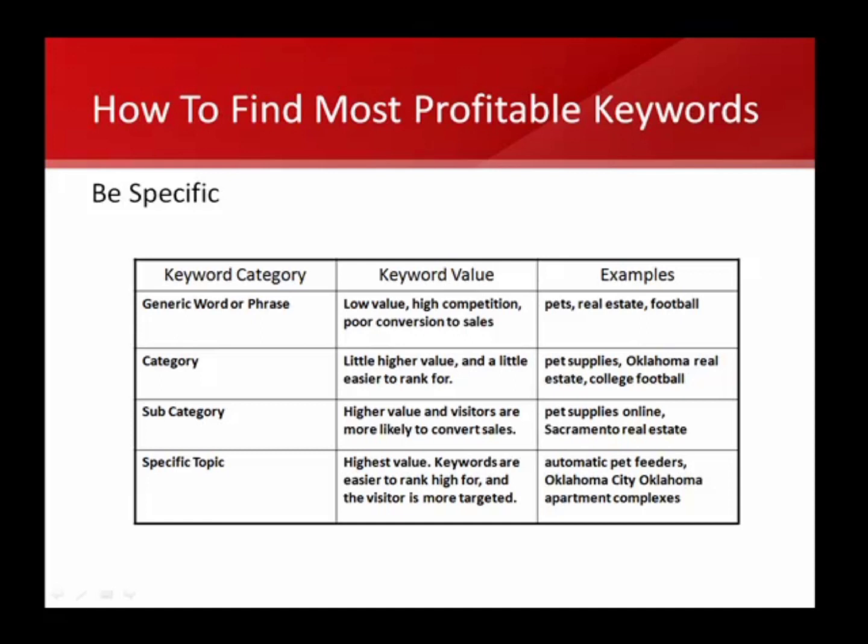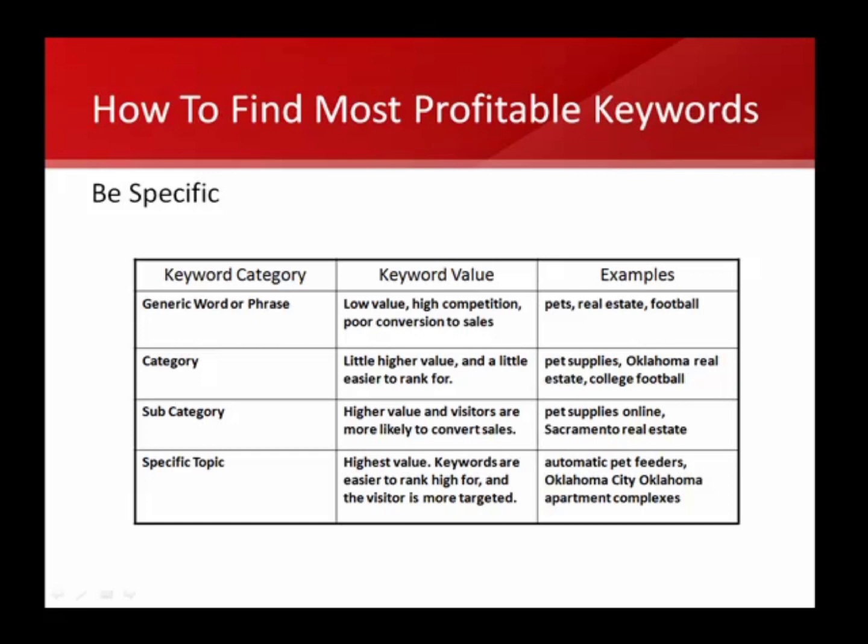Now some of you have probably seen this slide in some of my other presentations, but I want to touch on this one more time so it really hits home, because it's a very important part of this process. So the first phrase here, a generic word or phrase, those are low value keywords with high competition and they have poor conversions. And those would be keywords like pets or real estate or even just football. Those are just generic keyword phrases. They're not going to get you the results you want. That'd be like golf as another example.